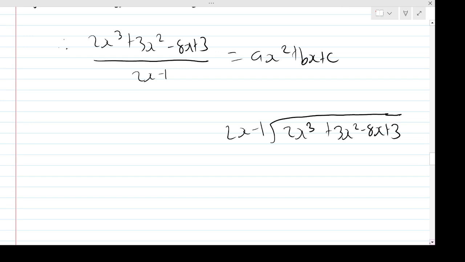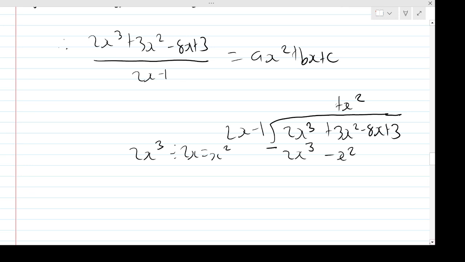And so again then, the highest term is 2x cubed there. So then 2x cubed divided by the highest term outside the bus stop, 2x. Divided by 2x, I get x squared, okay? So that'd be plus x squared. So then x squared times everything outside the bus stop. So x squared times 2x is plus 2x cubed. And x squared times minus 1 is minus x squared.